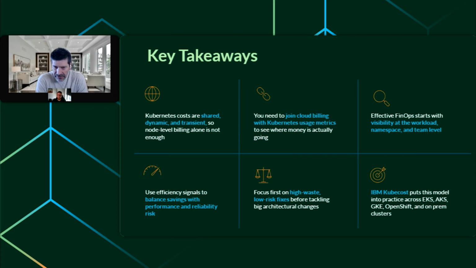Start with the most important stuff first. High waste, low risk fixes. Those are the low hanging fruit things. Before you get into the really tricky, complex kind of auto remediation, auto scaling, right sizing stuff in prod environments, go after the easy stuff.